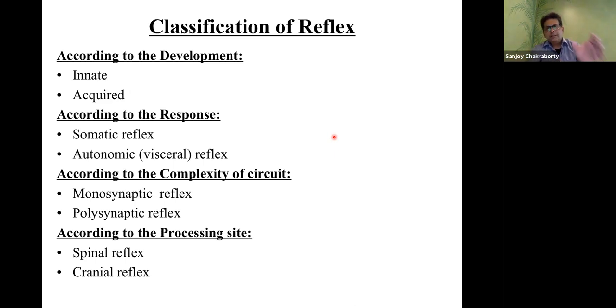So somatic reflex, basically what the somatic nervous system does, they only handle the skeletal muscle. So remember it this way: whenever a skeletal muscle is involved in a reflex action, that's a somatic reflex. Whenever autonomic regions are involved, meaning cardiac muscle, smooth muscle, glands are involved, that's an autonomic reflex.